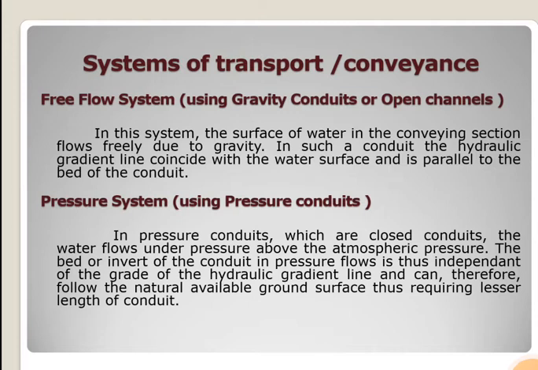Now, what are the systems of transport or conveyance? We know that the arrangements for the transportation of water from the source of supply to the treatment works, and then subsequent distribution to the inhabitants of various towns or cities, form an important part of the waterworks system. Now the source of supply, like I told you, is usually at some distance away from the towns or cities where it has to be supplied.